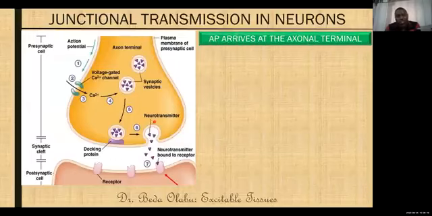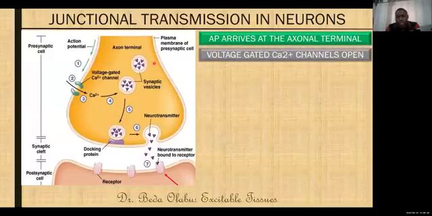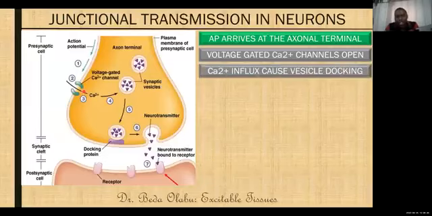So, in a nutshell, for signals to move from this cell to this cell, first of all, an action potential will have to arrive at the end of the axon. Once it has arrived, it will cause voltage-gated calcium channels to open at the end of the axon. That means you're going to have calcium influx. When you have calcium influx, the synaptic vesicles are going to move to the cell membrane in what we call docking.